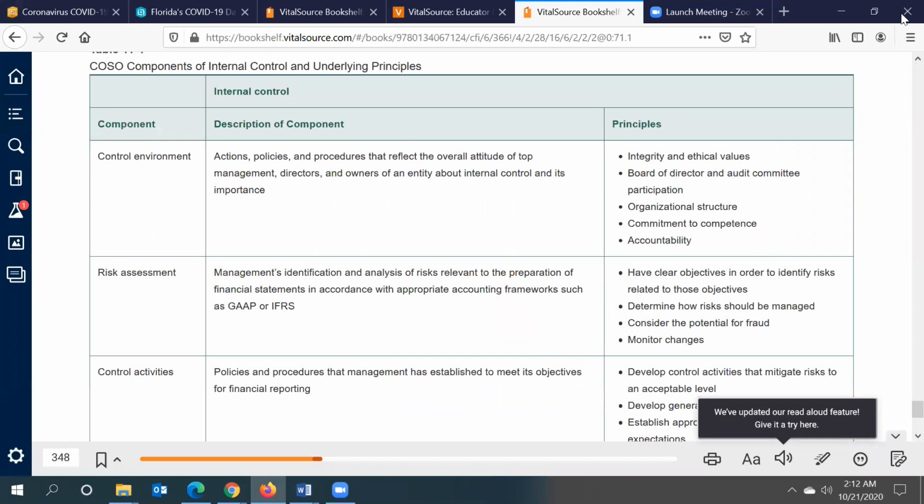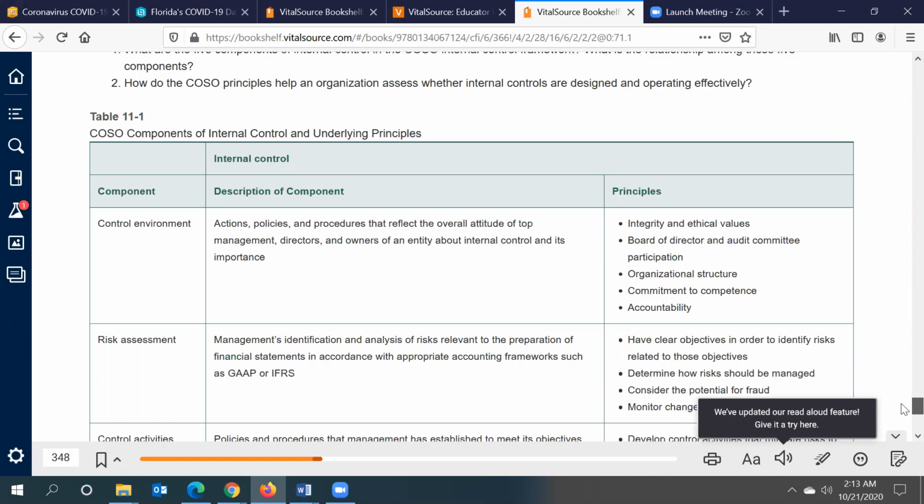There we go. So again, this is Table 11.1 on page 348 of the auditing textbook if you have it. Again, if you don't, simply pause the video and you can read this. So first of all, the control environment. The control environment is described as the actions, policies, and procedures that reflect the overall attitude of top management, directors, and owners of an entity about internal control and its importance. Very often this is referred to as the tone at the top of the organization.